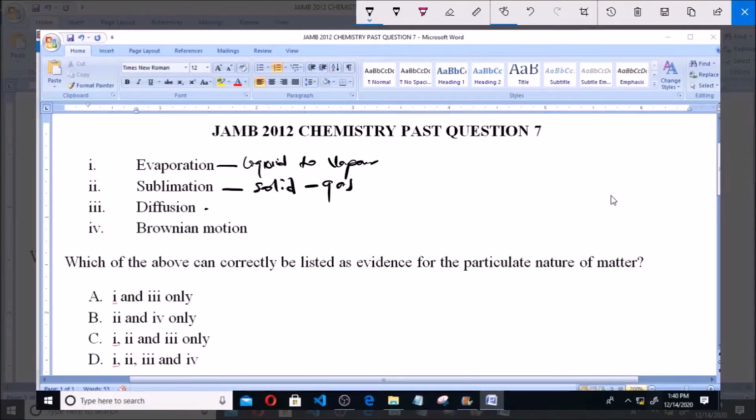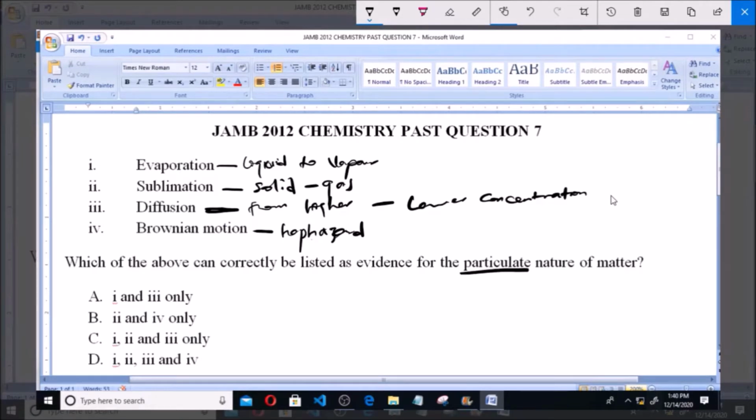Then diffusion here is just showing the movement of molecules from higher concentration to lower concentration. While Brownian motion is just the haphazard motion of the particles of a material due to the bombardment of this material by the surrounding environment. Now, if you look at these four phenomena, which are evaporation, sublimation, diffusion, and Brownian motion, you will notice that they all talk about the particulate nature of matter, because they deal with the particles of matter.